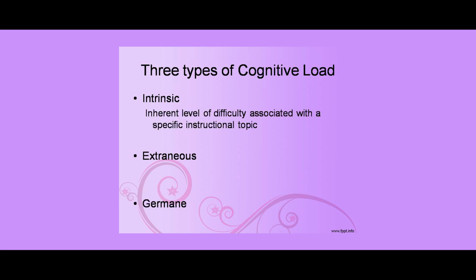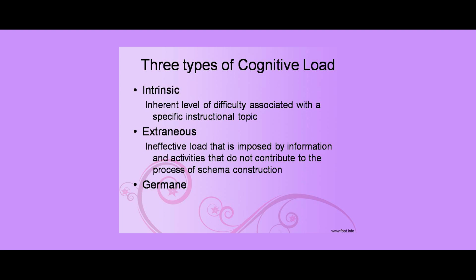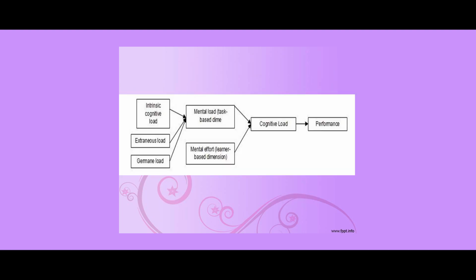Intrinsic cognitive load is the inherent level of difficulty associated with a specific instructional topic. Extraneous cognitive load is an ineffective load that is imposed by information and activities that do not contribute to the process of schema construction. Germane cognitive load is the processing of construction and automation of schema. The structural representation of cognitive load theory is given in the figure.